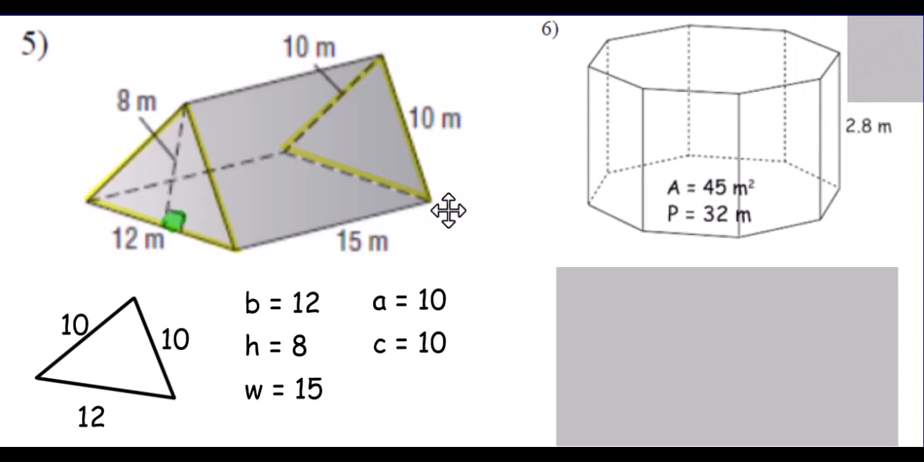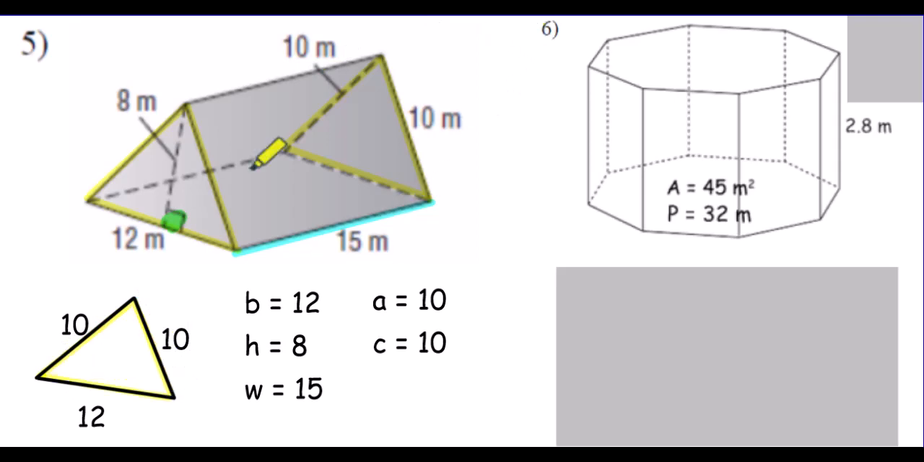There we go. I chose my width to be 15 here because that's the distance between the two triangular bases. And again, 12 and 8 intersect at that 90-degree angle, which is why my base is 12, my height is 8. Now, at this point, I've already used the 12 as my base.